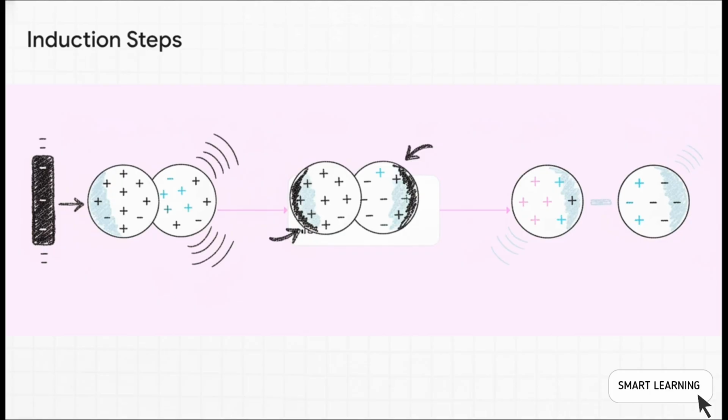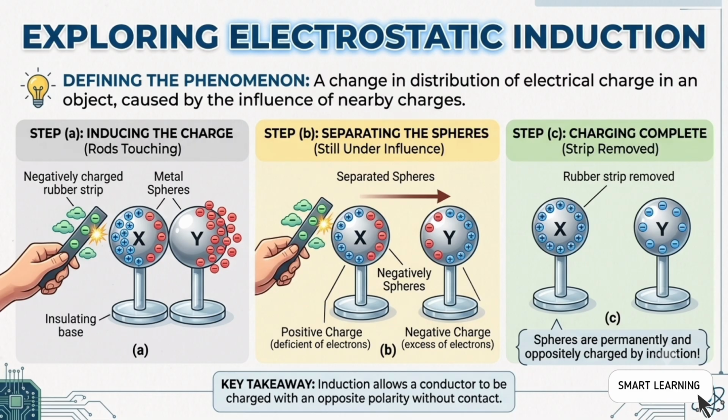Step 3. While holding that negative strip firmly in place, keeping those electrons pinned to the far side, we physically pull the two metal spheres apart. And this brilliantly illustrates the magic of induction. Notice in the bottom diagram how, because we separated sphere X and sphere Y before removing the rubber strip, the electrons couldn't flow back to balance things out.